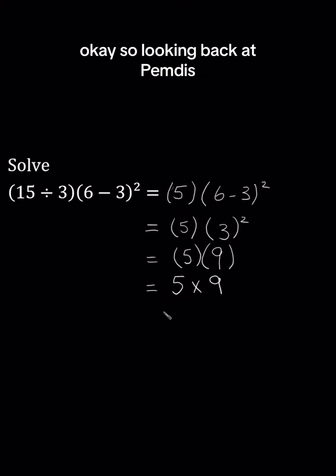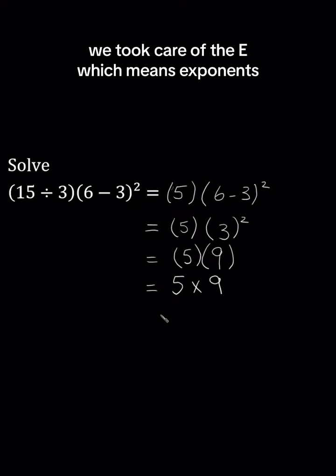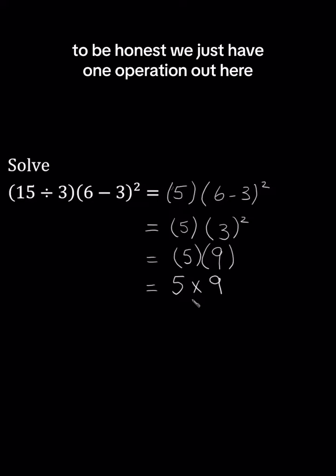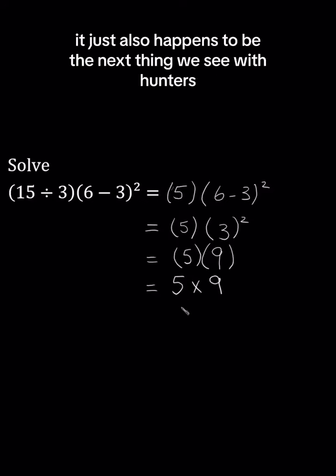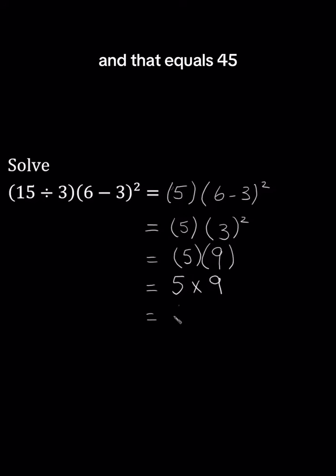Okay, so looking back at PEMDAS, we've taken care of the P, which is parentheses. We took care of the E, which means exponents. Now we're on the M and the D, which is multiplication and division. To be honest, we just have one operation out here. It happens to be multiplication. Doesn't really matter at this point. We could just solve whatever's left. It just also happens to be the next thing we see with PEMDAS. So we can just go ahead and solve it. 5 times 9, and that equals 45. And that's our answer.